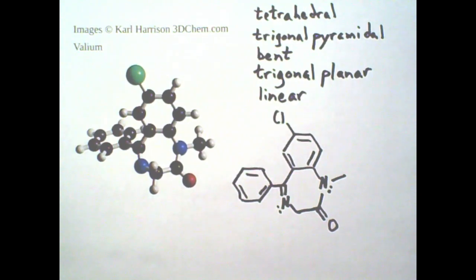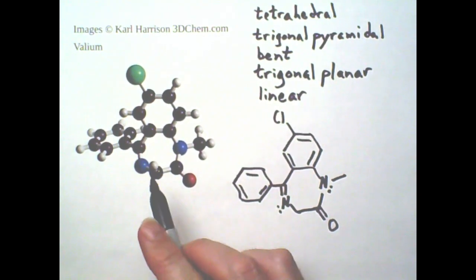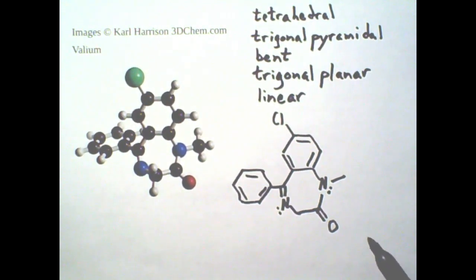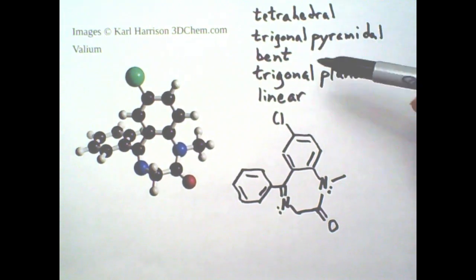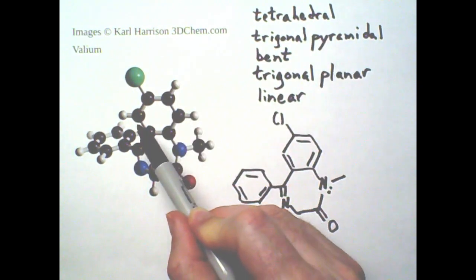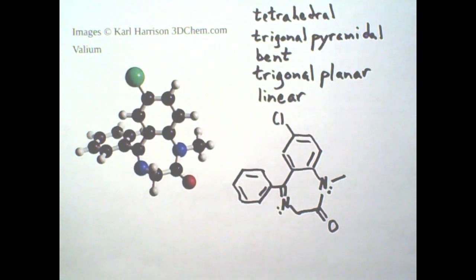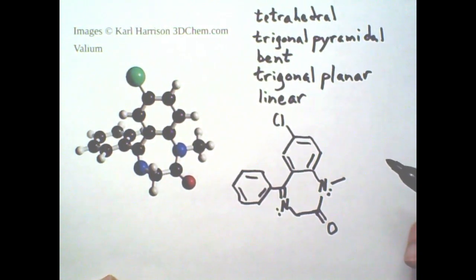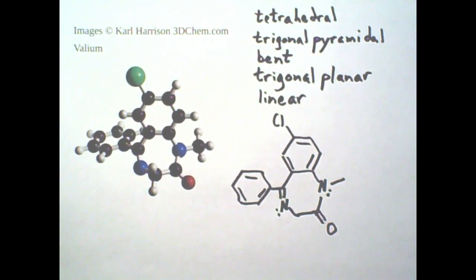In previous videos, we converted this 3D structure into a skeletal structure, and we looked at shapes about central atoms. And you can see the shapes better in this 3D molecule. This time I'm going to label the shapes in this 2D molecule and add one more possibility of linear. So we've seen tetrahedral. That usually happens at carbon when four things are attached. So let's go through and look.